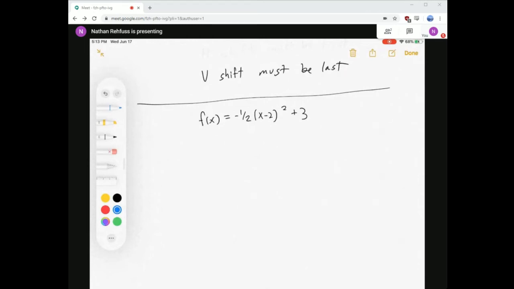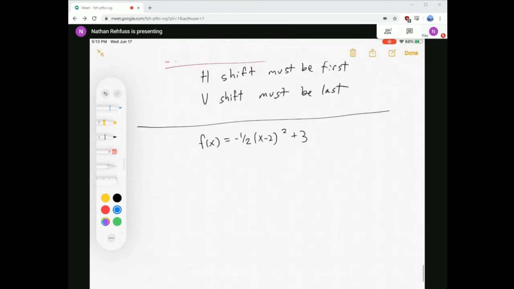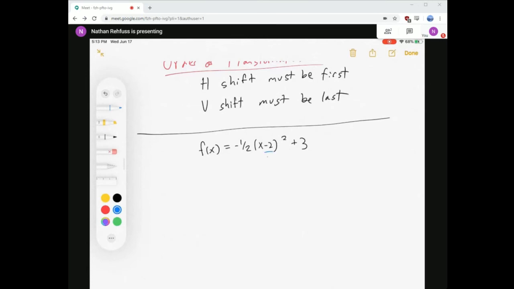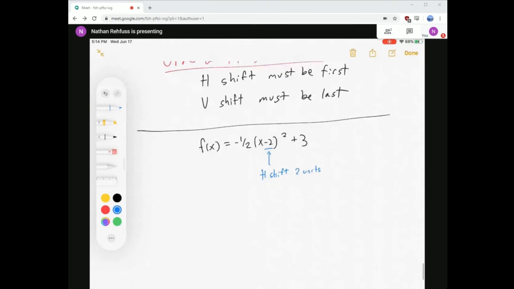Okay. So what are our transformations? The horizontal shift, if there is one, has to be first. In this case, it's right here. This is a horizontal shift. It's 2 units. And which direction does it go? That's right, it goes to the right. A minus goes to the right, a plus goes to the left. Horizontal shifts are backwards, remember?